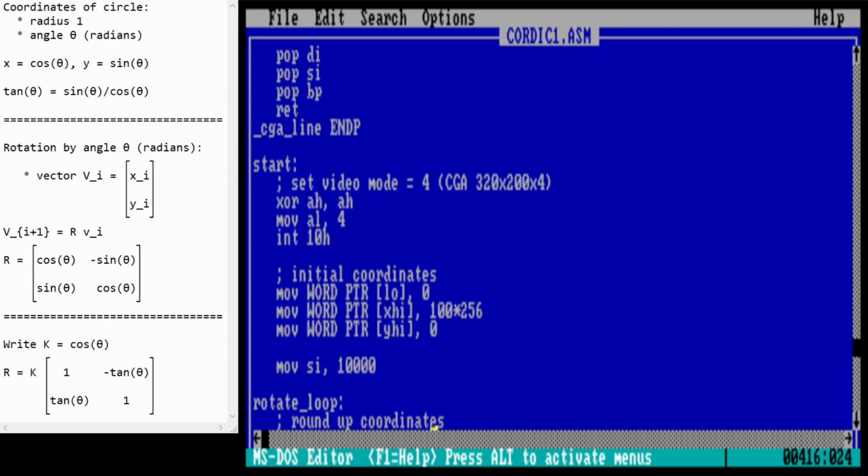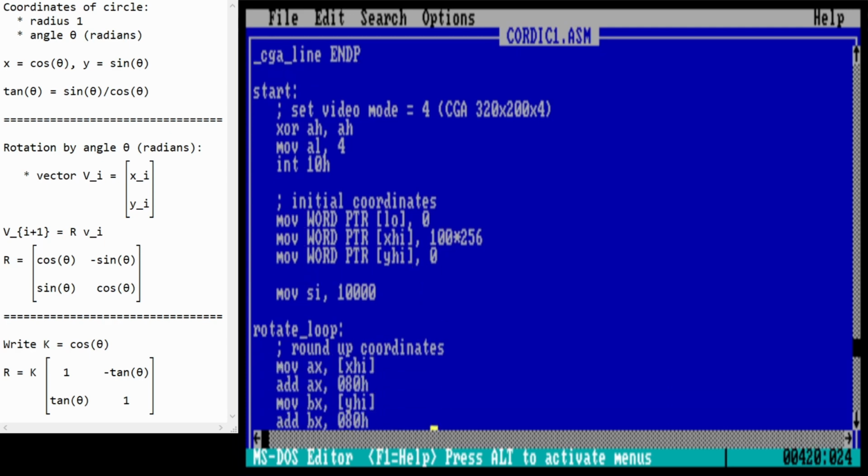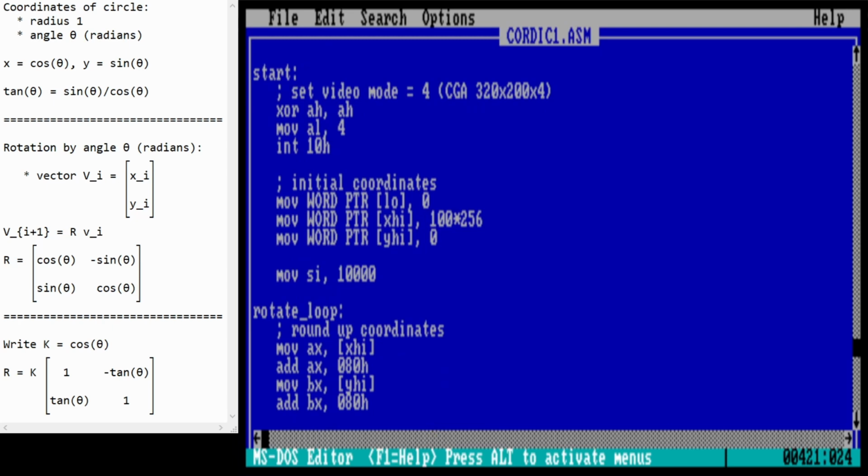So first of all, in our loop, what we need to do is draw our line in its initial position before it's rotated. And then after it's rotated, we'll have to blank it out again before we redraw it in the new position. So let's draw it in its initial position first. And obviously, we don't want to use 24-bit fixed point values here. The line drawing procedure expects 16-bit integers.